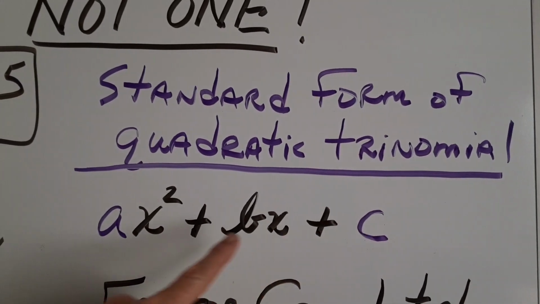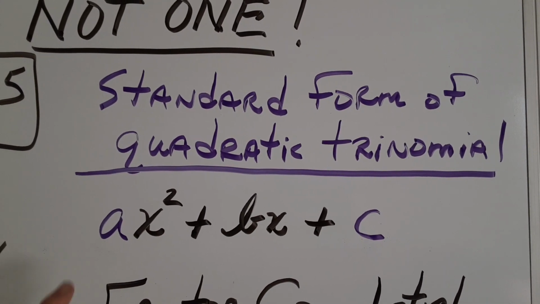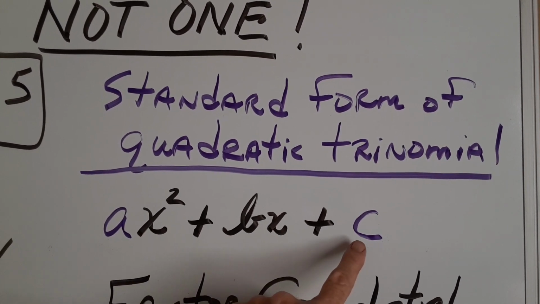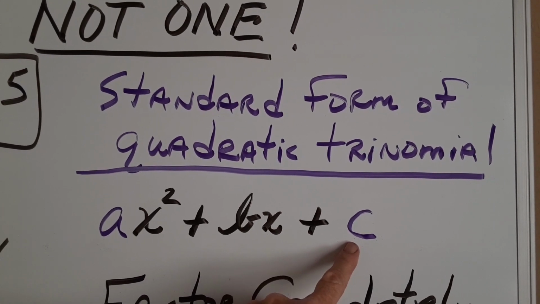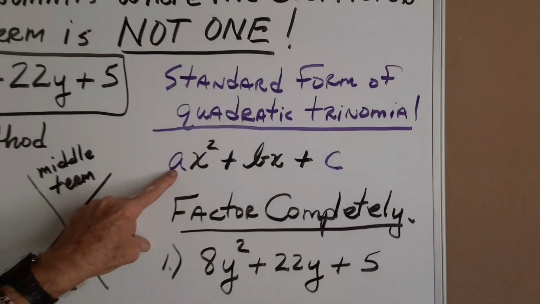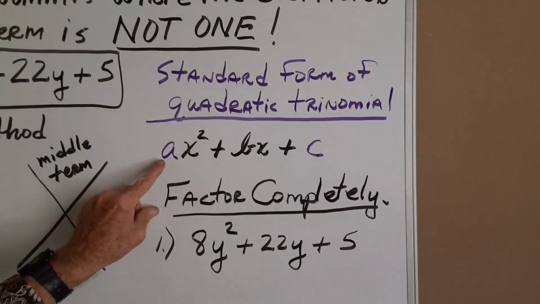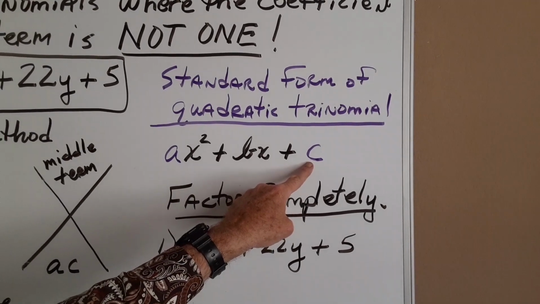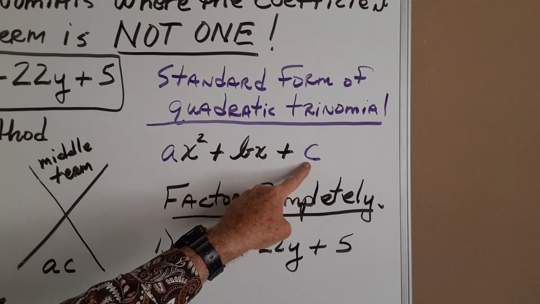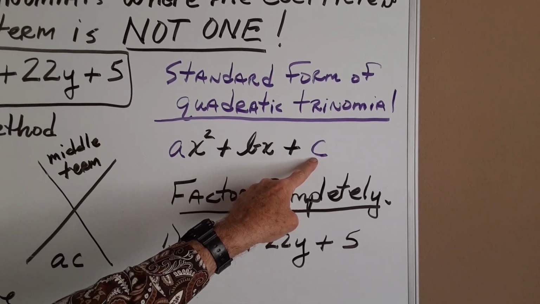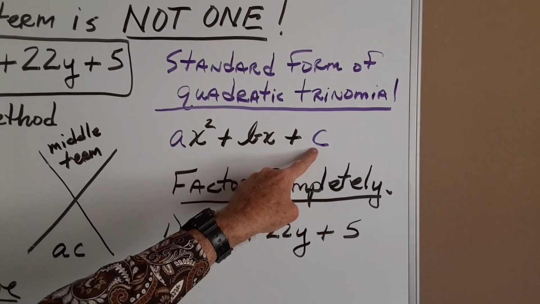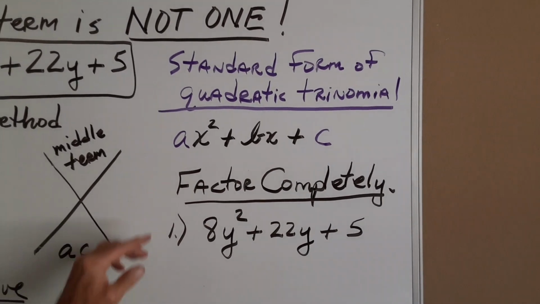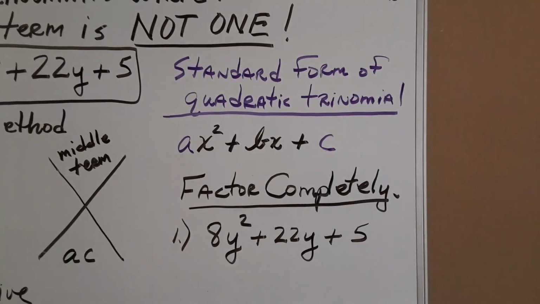This is the standard form of a quadratic trinomial. Here's the quadratic term, there's the linear term, and there's the constant term, or just oftentimes referred to as the last term. The a is the coefficient of the quadratic term, and the c is the coefficient of the last term. It's often a constant term, but it might not be a constant term. The c is the coefficient of the last term. The a is the coefficient of the first term, or the quadratic term.